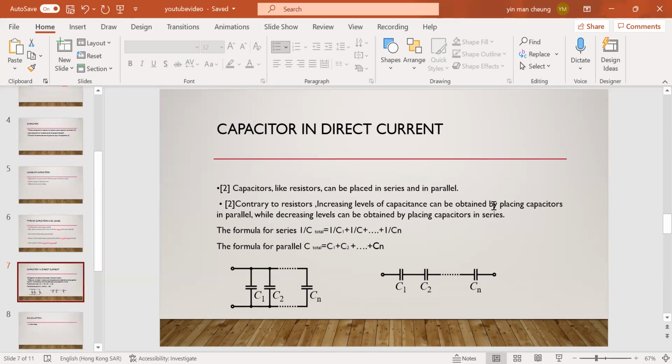Okay, we are now going to talk about capacitors in circuits. Unlike other components, capacitors have different characteristics while placing them in a circuit. Contrary to others, the increasing level of capacitance can be obtained by placing capacitors in parallel, while decreasing level can be obtained by placing capacitors in series. So these are the following formulas.